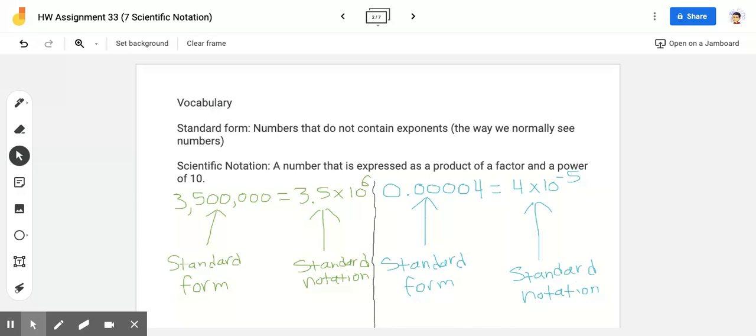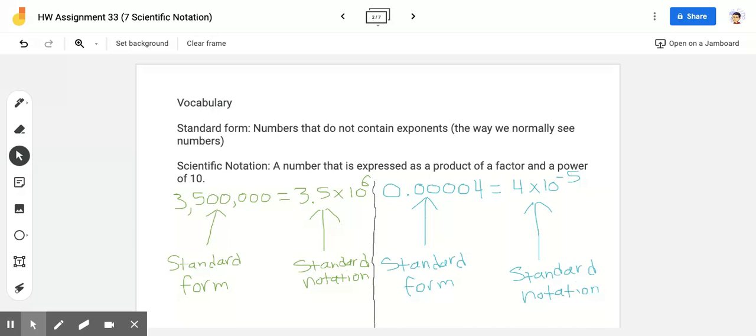So if you take a look down low, in green, we have 3,500,000 written out for us. And that's the way we're normally used to seeing it. So we call that standard form of a number. Next to it, we have 3.5 times 10 to the sixth power. Now, 3.5 times 10 to the sixth power is the same thing as 3,500,000. If I take 3.5 and I multiply it by 10 to the sixth power, I will get 3,500,000. All right, and that is what we call scientific notation.